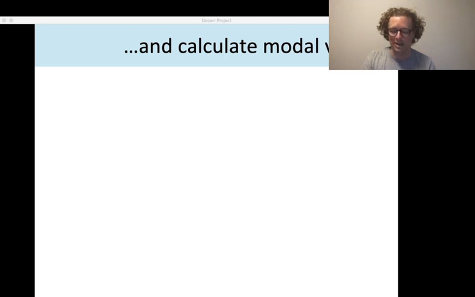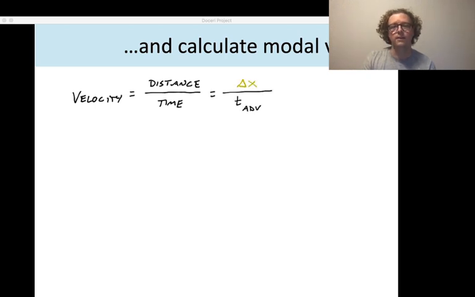Calculate modal velocity. And so what that means is, what is the most common velocity, or in other words, what's the velocity that the peak experiences? And we know that's distance per time, or in this case, delta x, the spatial scale, divided by T_ADV, the temporal scale. So from our solute tracer data, we are now able to estimate the advective time scale as well as the velocity.